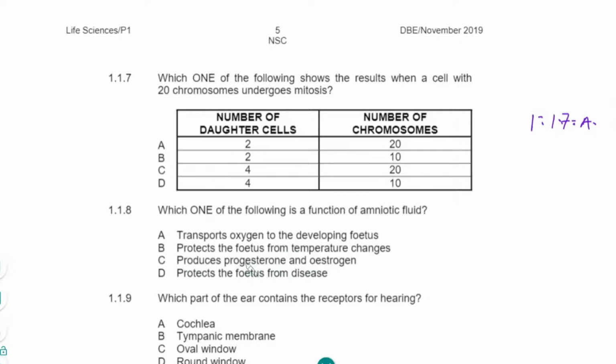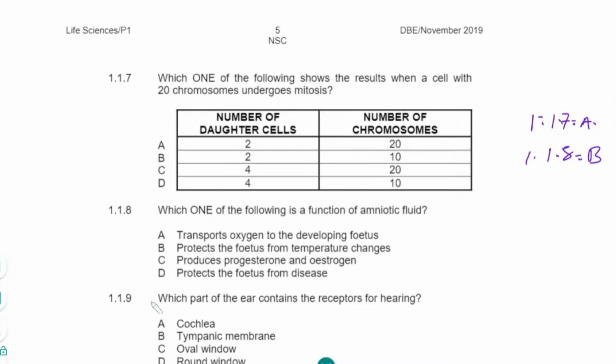Amniotic fluid does not produce any progesterone and estrogen. And then they're saying they protect the fetus from diseases. Which diseases? It doesn't protect the fetus from diseases. It protects the fetus from mechanical injuries, not from diseases. It must be a mechanical thing. So the most correct answer is going to become B. So 1.1.8 is going to be B.